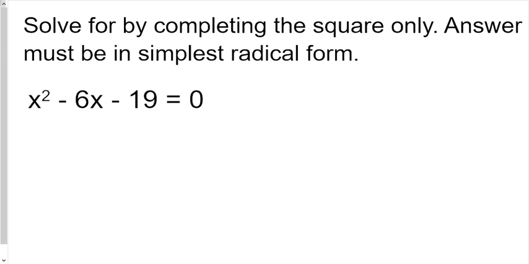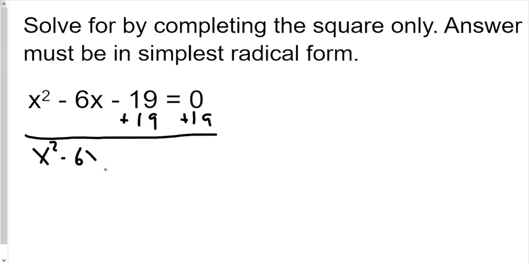Our first step for completing the square is we're going to move that number without any variables onto the other side. So we're going to add 19 to both sides. Here we go. This is the c value of the quadratic equation. It's moved over to the right side. So now we have x squared minus 6x equals 19, but we'll put a little space here. We're going to leave a little space because we're going to add stuff to both sides.